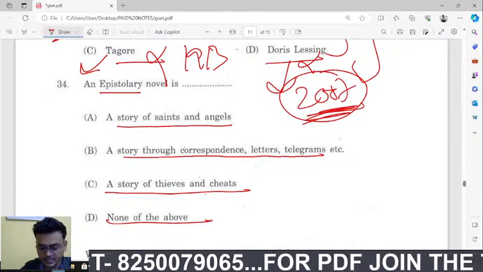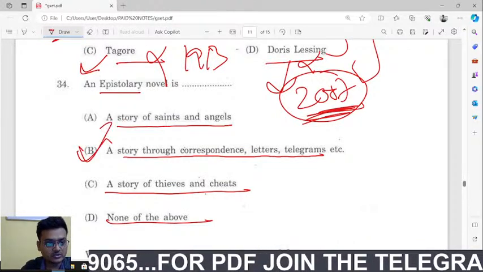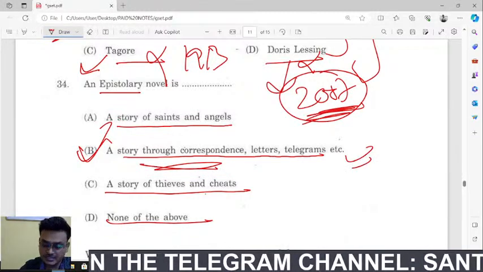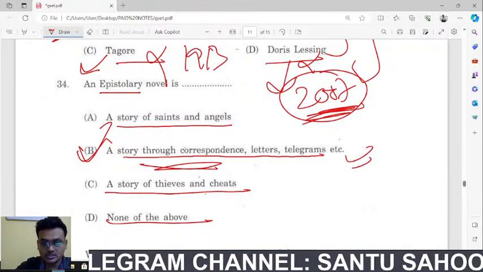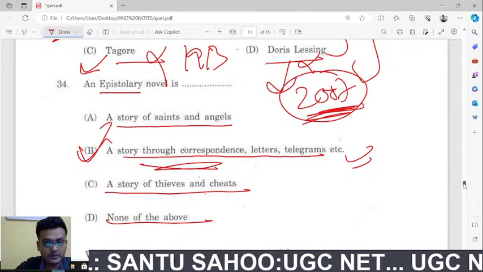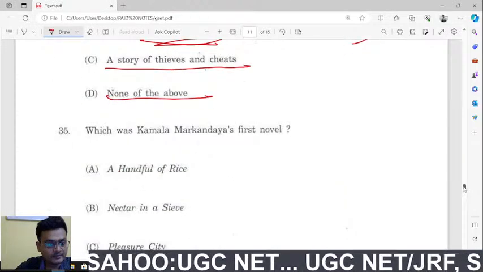B. Excellent, Pramod. A story through correspondence, letters, and telegrams. Here, B is the right answer. Easy one, everybody. Biba as well. Okay, here is question number 35.